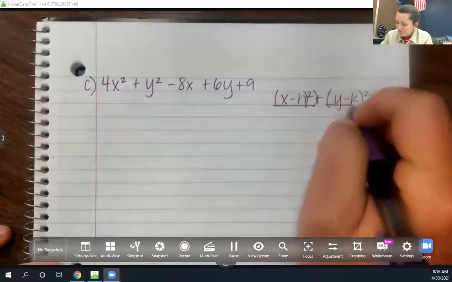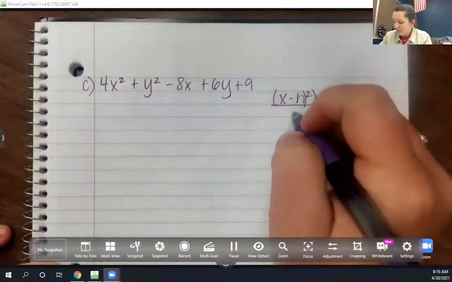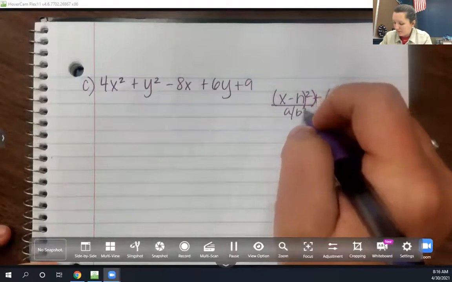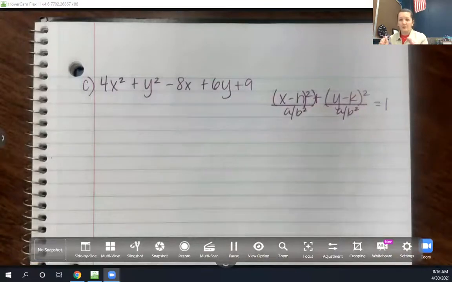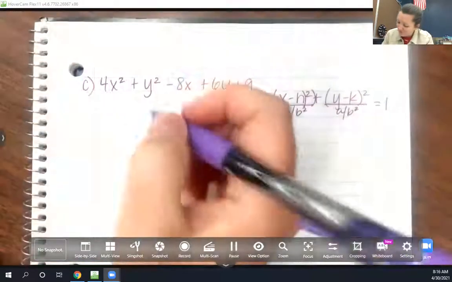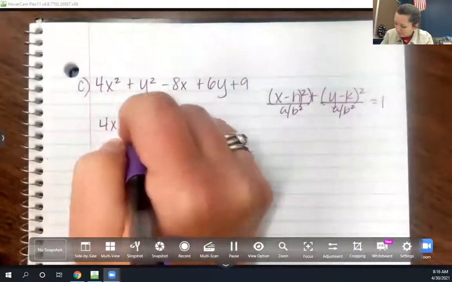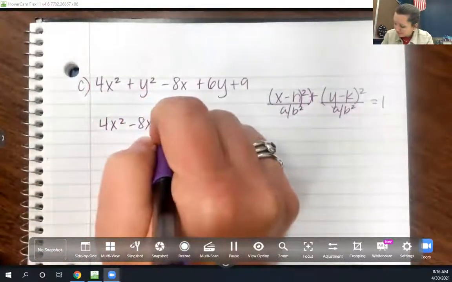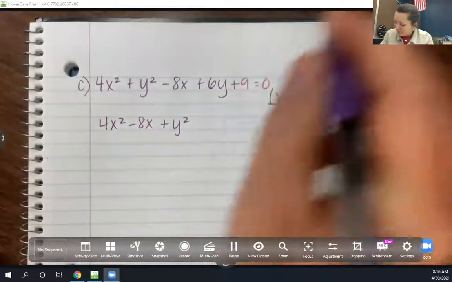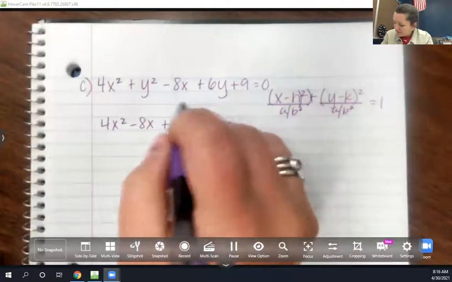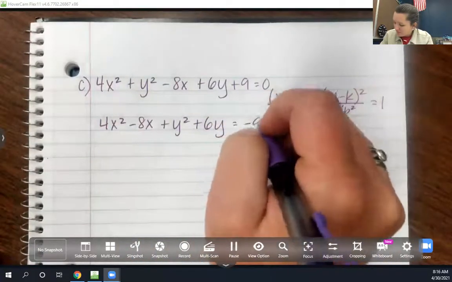Now we don't know yet which is the larger denominator, right? It could be A or B, right? A or B squared, A or B squared. We don't know yet. That's part of the fun in discovering what that's going to look like. So let's reorganize this. 4x squared minus 8x plus y squared. Oh, I had a 0, didn't I? Plus 6y. And I'm going to put that 9 on the other side by subtracting.